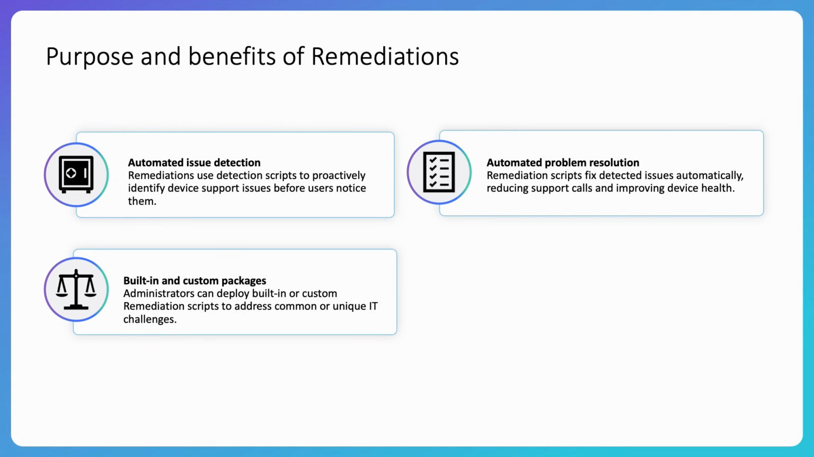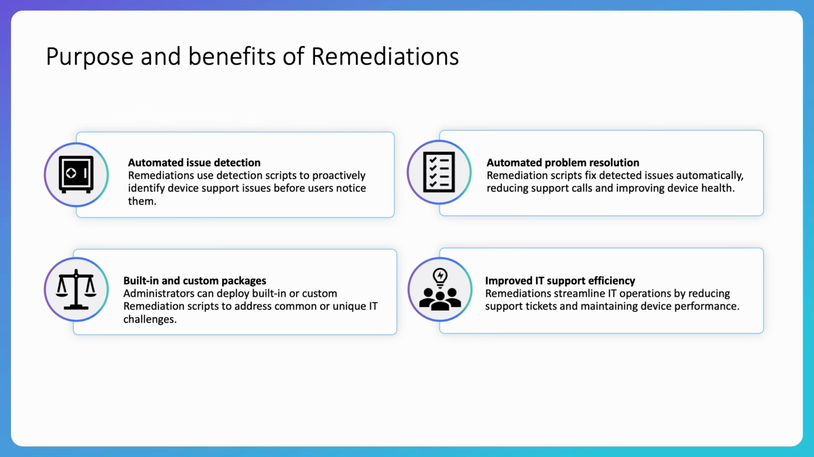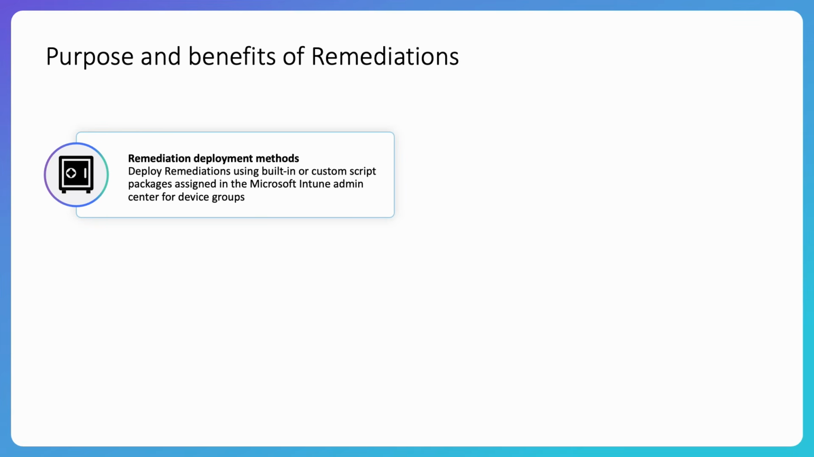Once a remediation script detects an issue, it can automatically fix the problem. This automation not only reduces the number of support calls, but also improves overall device health and user satisfaction. By resolving issues before they are escalated, we are able to focus IT resources on more strategic initiatives rather than just repetitive troubleshooting tasks. So the next question is, how do we deploy remediations to specific device groups?